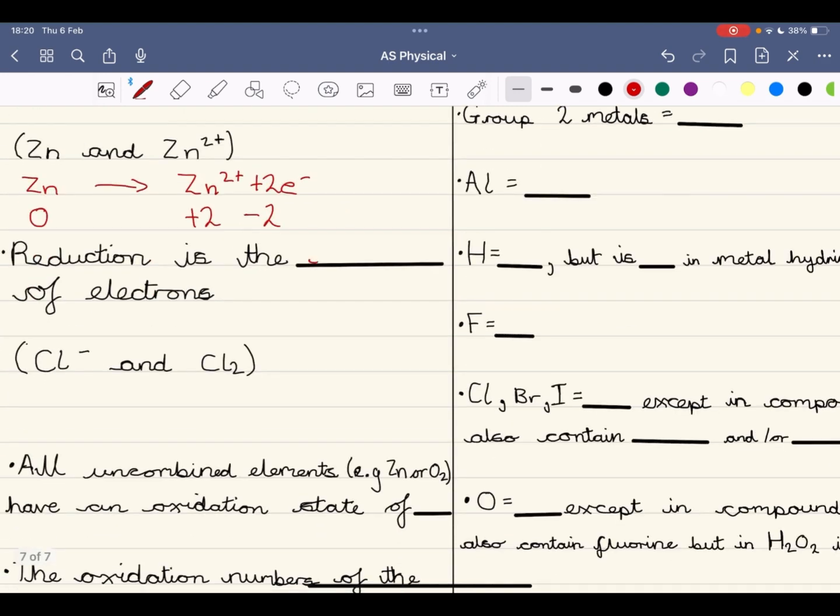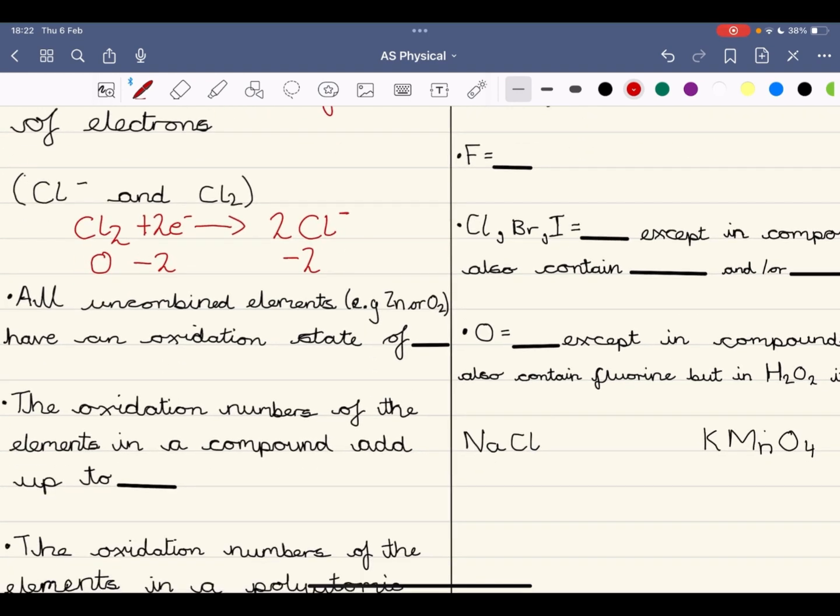Reduction is the gain of electrons. So for chlorine, we start off with Cl2 and we gain an electron to form Cl-. And firstly we're going to balance out the atoms, and then we need to balance out the charges. So on the left side we have a charge of 0, and then on the right side we have a charge of -2. So I'm going to add -2 on the left side, and I do this by adding 2 electrons. So now the charge is -2 on both sides.